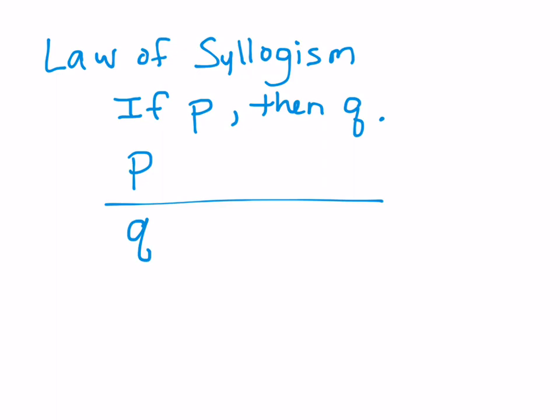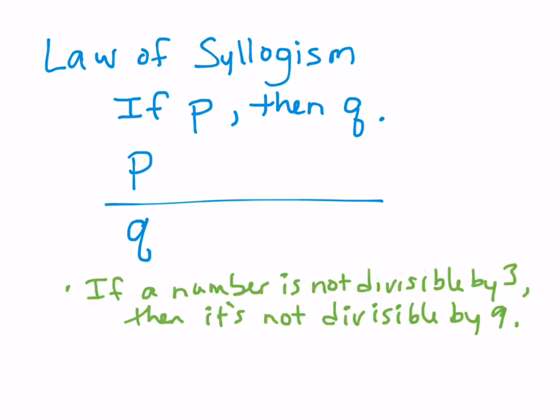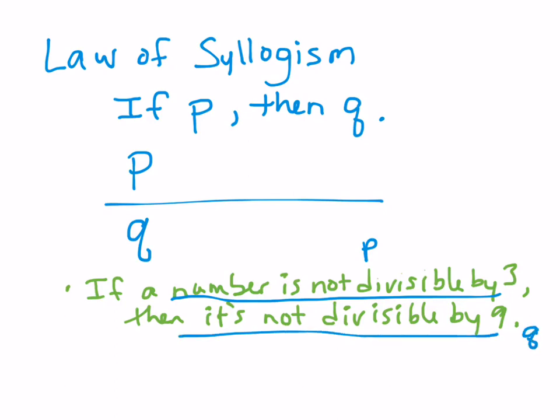Now, second example would be number 4 on that worksheet that you just completed. And in this case, the first statement is already in that if-then type form. If a number is not divisible by 3, so that's P, then it's not divisible by 9. So that second part is Q. It's not divisible by 9. And then our second premise essentially says the same thing as P, it just says it more specifically. It says that the number 14 is not divisible by 3.